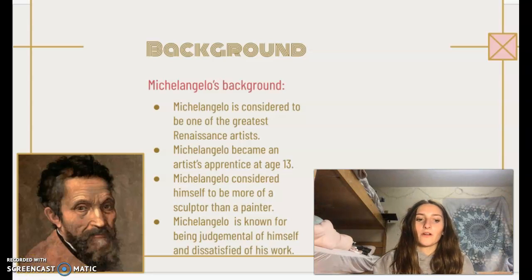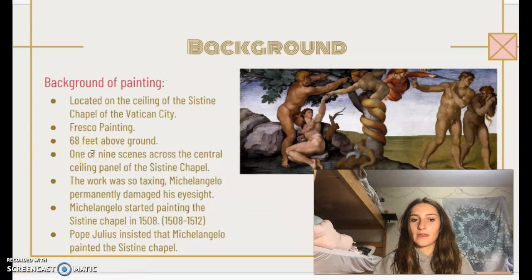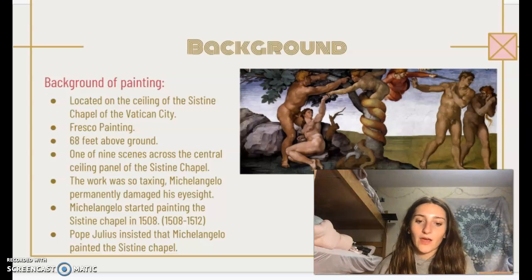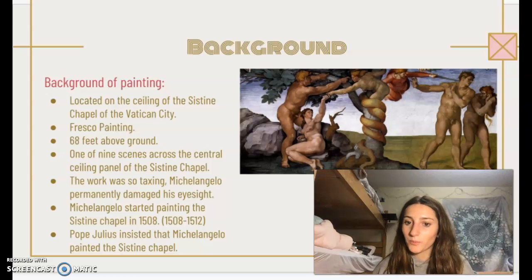Moving on from that, we are going to look at the background of the painting, which is the fall of man and the expulsion from the Garden of Eden. So the painting is located on the ceiling of the Sistine Chapel, and the Sistine Chapel is of the Vatican City. This painting is a fresco painting, which is an early technique used for painting ceilings and walls. And how artists do this is they mix sand and lime, and then they paint on the surface when it is wet, so that when it dries, the chemicals can mix together, which makes the artwork permanent.